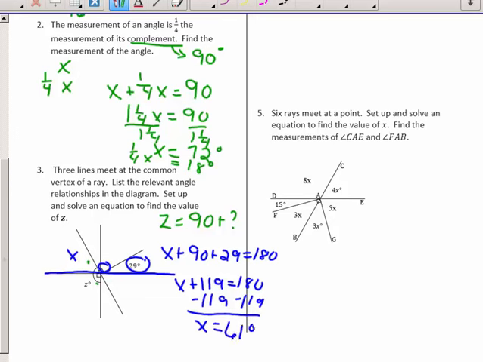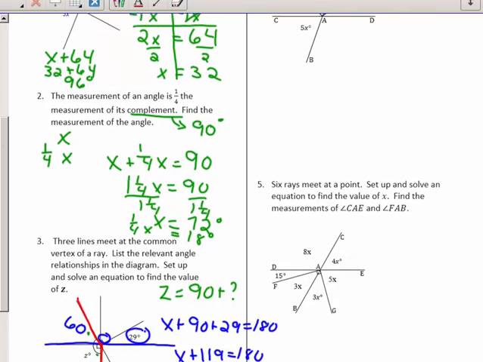Now I can figure out z, because if I take this and I call this 60, then z is going to be 90 plus 60, which is 150 degrees. Okay, so definitely it takes some getting used to, trying to look at some of these more complicated pictures.